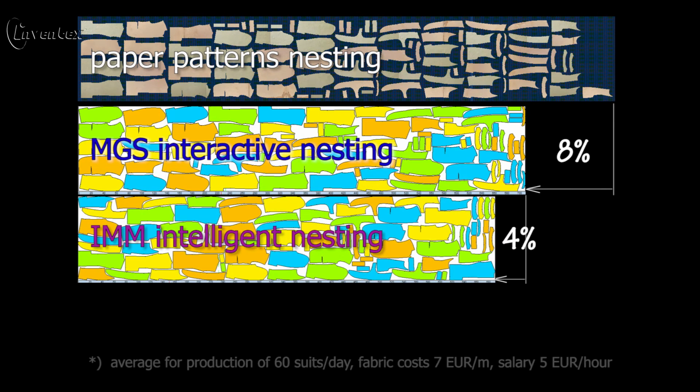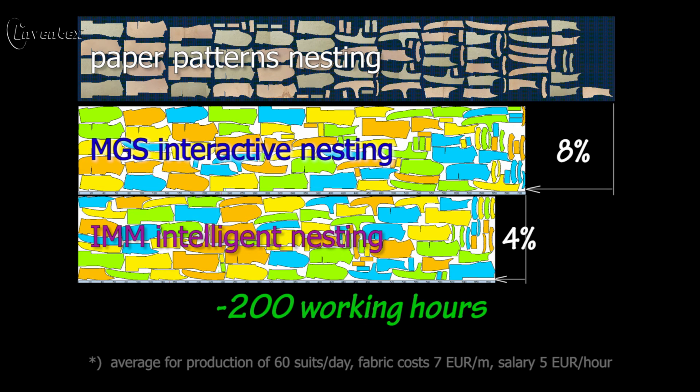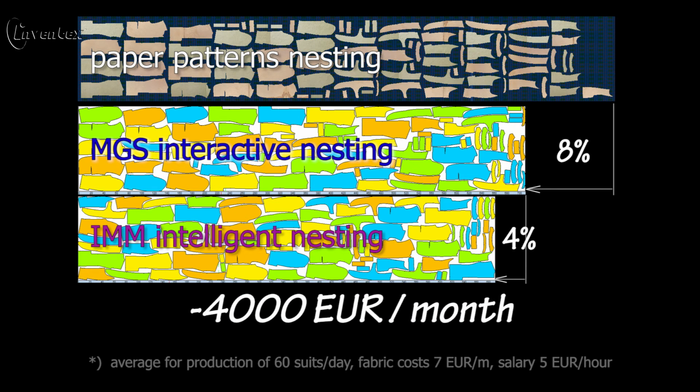The use of IMM ensures another 4% savings, equal to 150 meters of fabric. With shortening of production time by 200 working hours per month, the total savings can reach more than €4,000 per month, compared to traditional manual nesting.